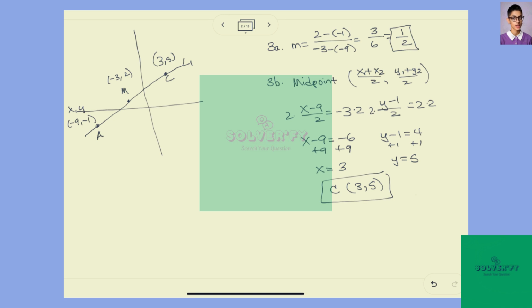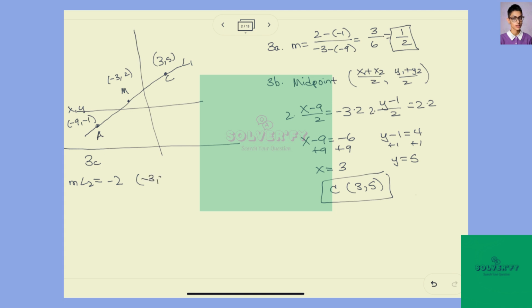Now I'm told that line 2 is perpendicular to line 1 and passes through the midpoint. I want to find an equation for L2. So this will be 3C. I'm going to fit that in over here. So if L2 is perpendicular, then the slope of L2 is just going to be the opposite reciprocal of the slope of L1, which was 1/2. So that's -2. It's passing through the midpoint.